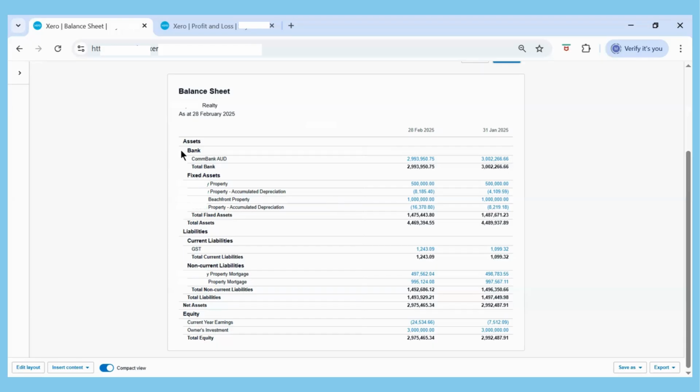Assets include the bank account, and fixed assets. Combank AUD is the main bank account. It shows in the balance sheet. PayPal USD and PayPal AUD are mainly used for multi-currency funds transfers. They are zeroed out at month end and do not appear in the report.